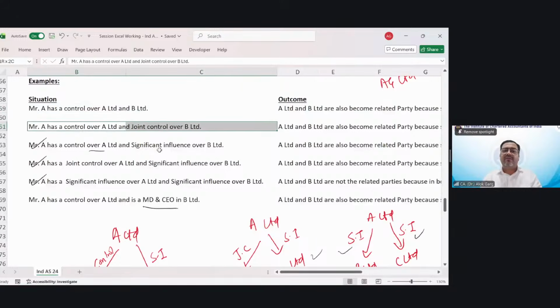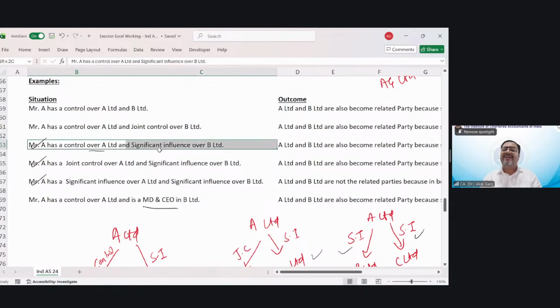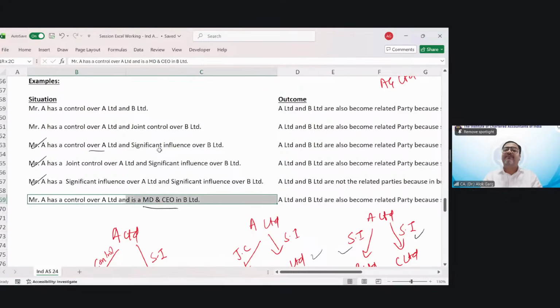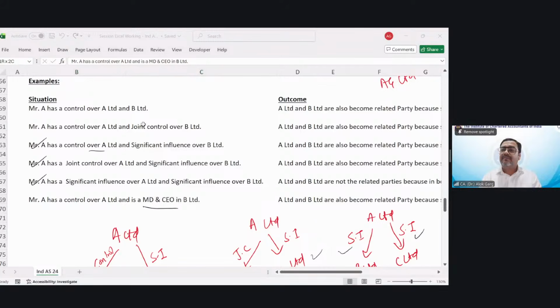So you can see for being a related party, in the first case, this has a control. In the second case, control or joint control. In the third case, control and significant influence. In the fourth case, control and significant influence. In the fifth case, control and KMP, or joint control and KMP. Is that clear? Okay. Now, again moving.